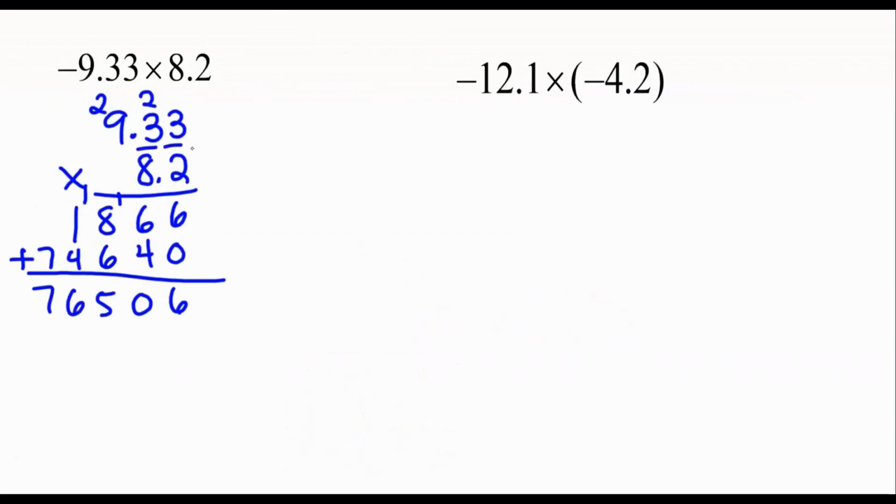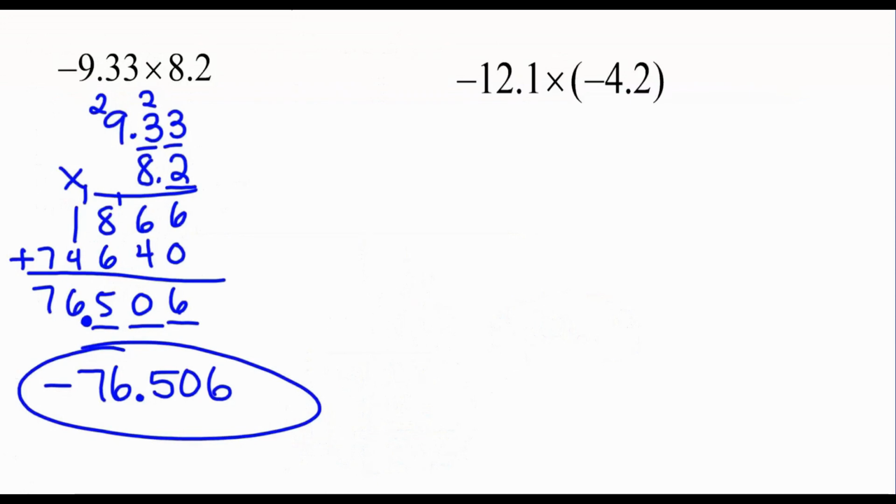And there are 1, 2, 3 numbers behind a decimal in the problem. There should be 3 numbers behind the decimal in my answer, so my decimal place goes there. And remember, I know my product was going to be negative. Do not forget to put the negative on there if it belongs there. Negative 76.506 is my product.